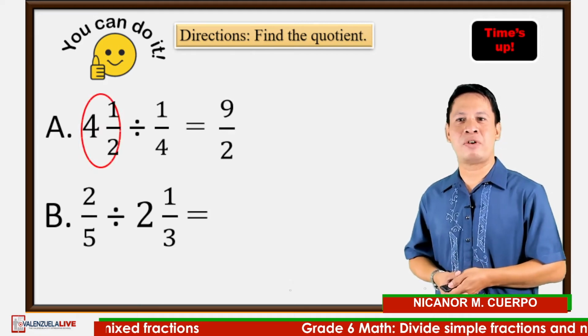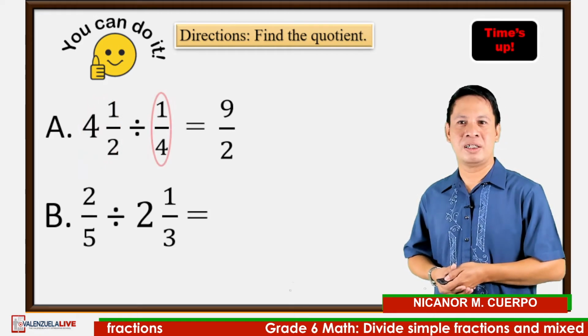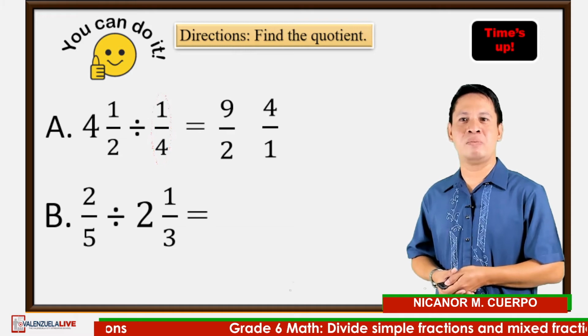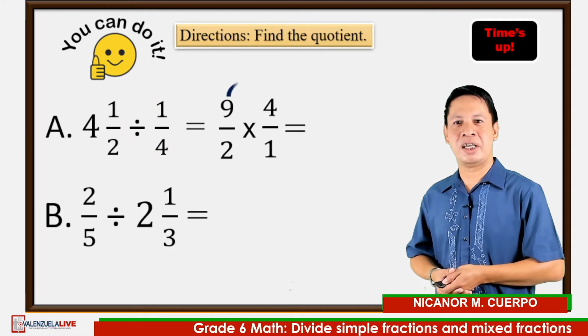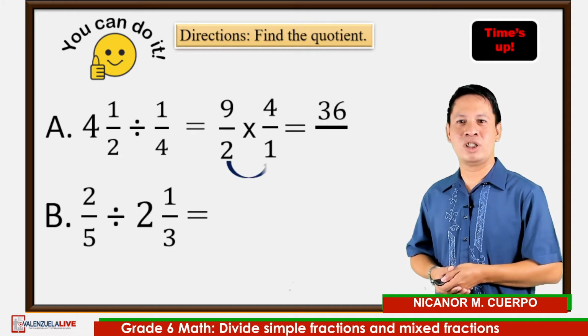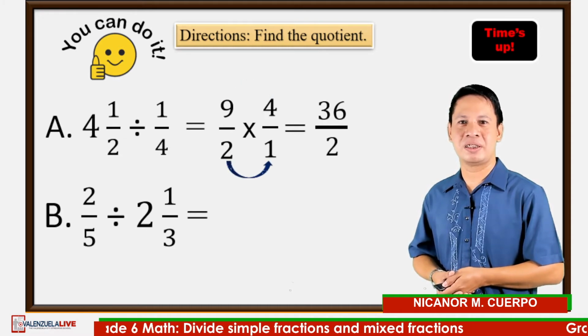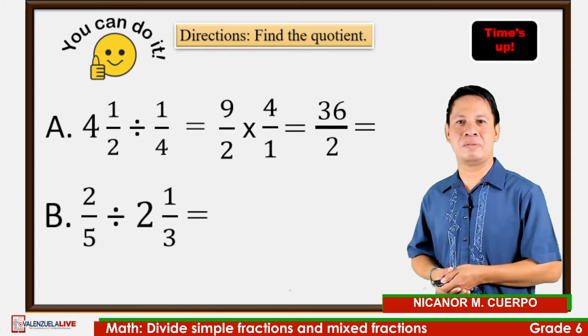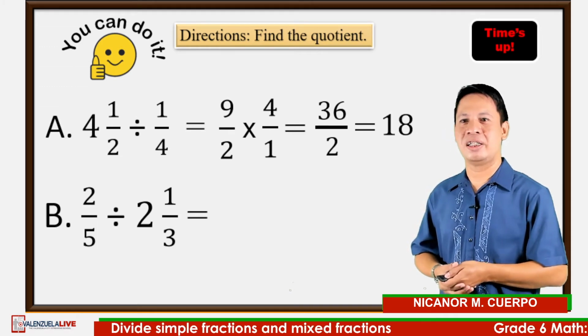So change to improper fractions. Then get the reciprocal of the divisor. Change the operation sign. Multiply the numerators. Multiply the denominators. Then express your answer in lowest term. That is 18. Letter B.